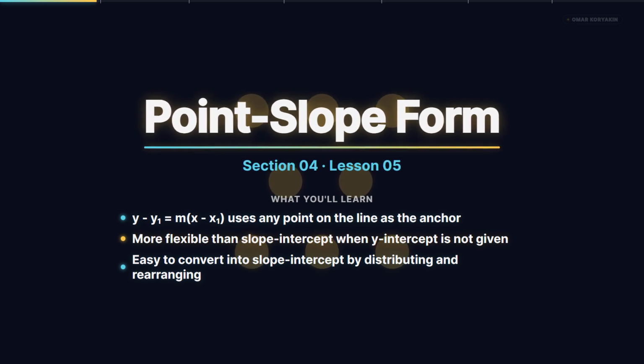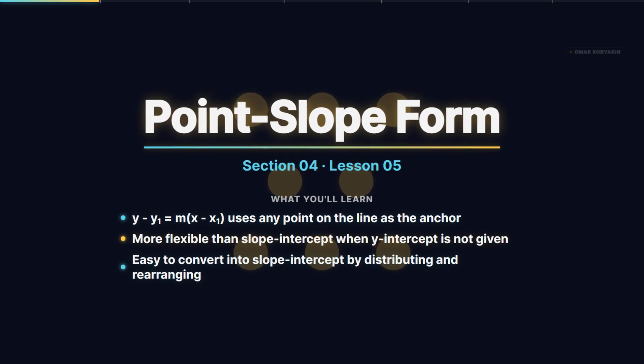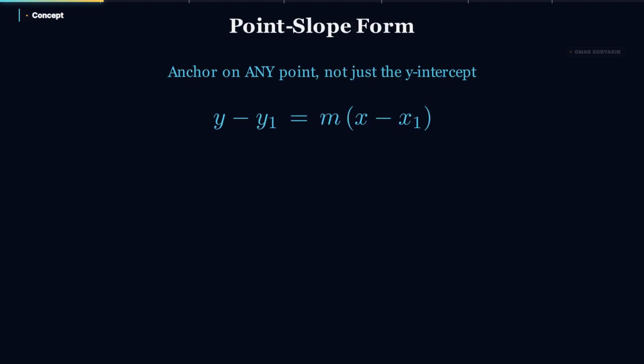Today we walk through one example writing point-slope from a given point and slope, and one example converting point-slope into slope-intercept. The point-slope form of a line with slope m passing through a specific point x1, y1 is the equation y minus y1 equals m times the quantity x minus x1. The form follows directly from the slope definition applied between the anchor point x1, y1 and any other arbitrary point x, y on the line.